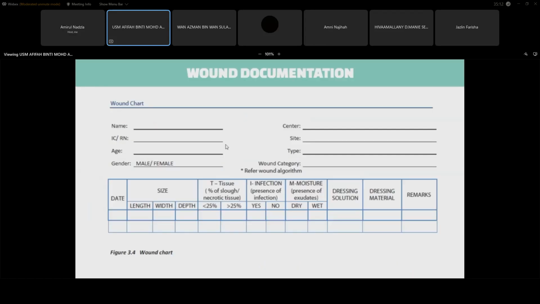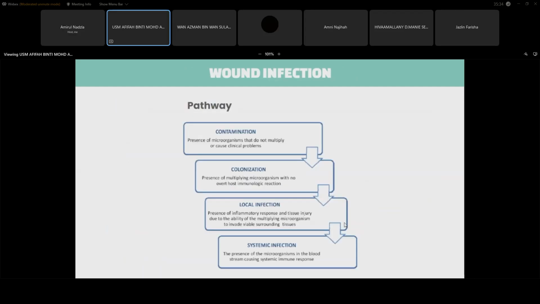Okay, and then after we have done with the wound assessment, we document the wound accordingly to the size and also the time of assessment. And also we determine the dressing solution and also the dressing material that we use to dress the wound.